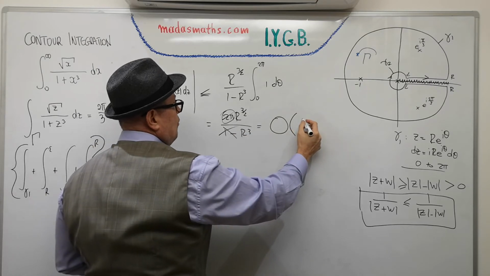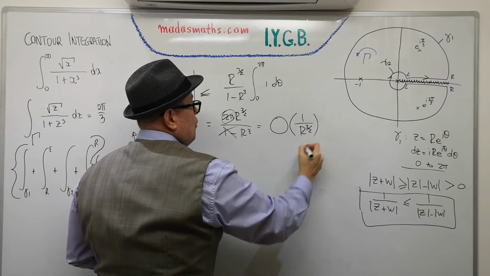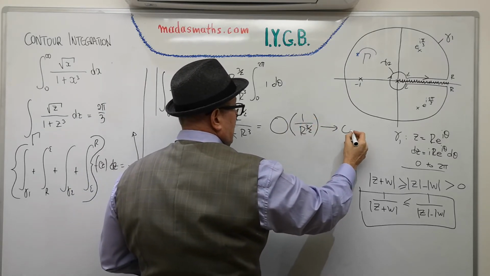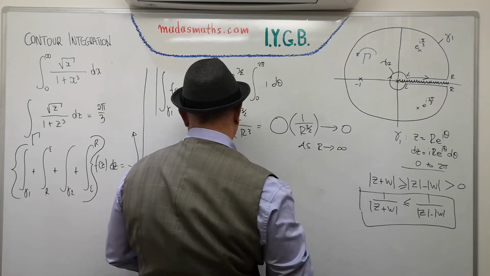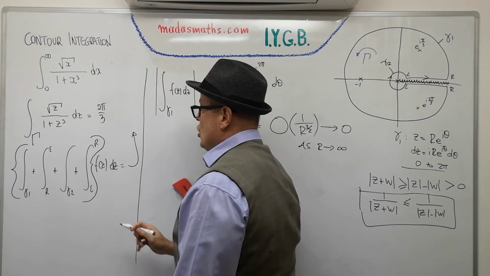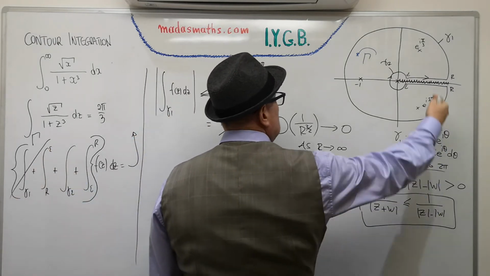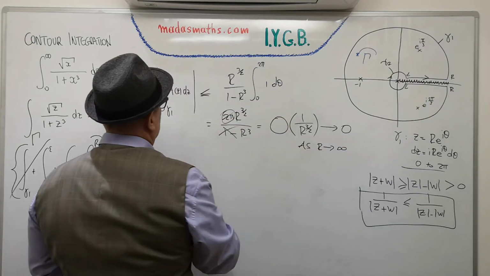to the 3 over 2 over r cubed is 1 over r to the 3 over 2, and if we let r go to infinity, this tends to 0 as r tends to infinity. Okay, so what we've done so far, we've shown in the limiting case, as r tends to infinity, the contribution around gamma 1 of f of z is going to be 0.